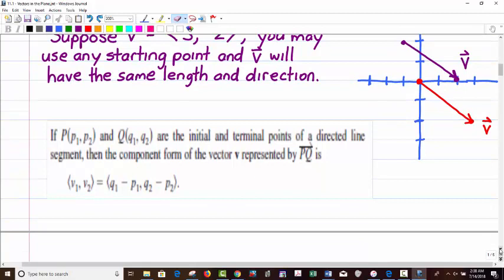Now suppose you know two specific points that you want the vector to go through. Say P is defined as P1 comma P2, a point, and point Q is Q1, Q2. To figure out the vector V that's represented by vector PQ, here's the component form with the angle brackets. You take the first x, Q1 minus P1, then you take Q2 minus P2 to be the y component of the vector. All right, so you just subtract. That's pretty easy.